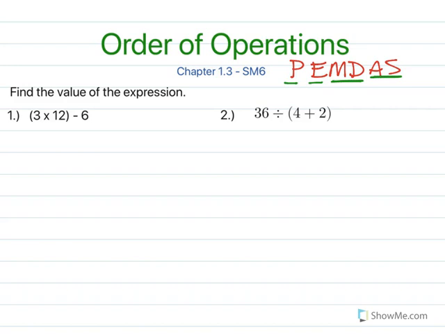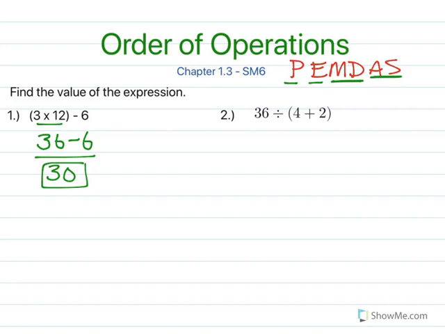For problem number 1, we have 3 times 12 in parentheses minus 6. I would begin by saying, is there anything in parentheses? And there is. There's 3 times 12. So I'm going to do that part first. I'm going to get 36. I'll bring down the rest. Now I'm down to subtraction, and I solve that, and I get 30. This is about as simplistic as these order of operation problems go. Let's try our next one.